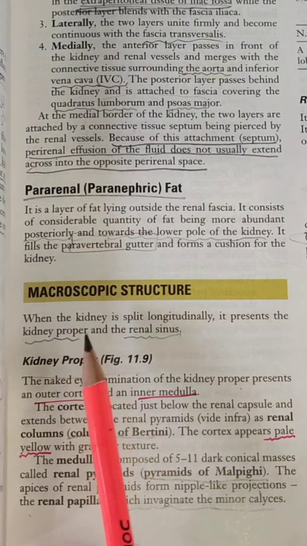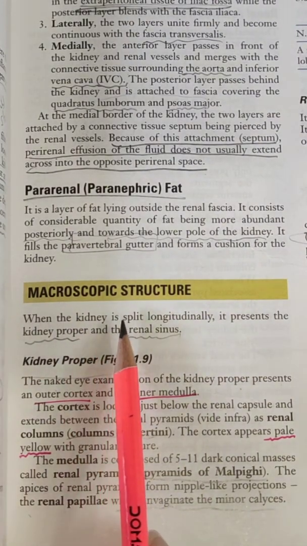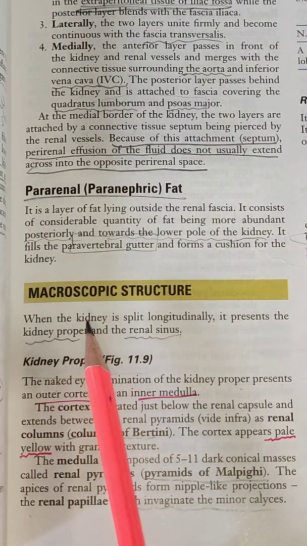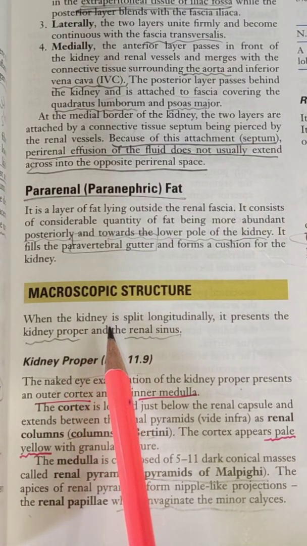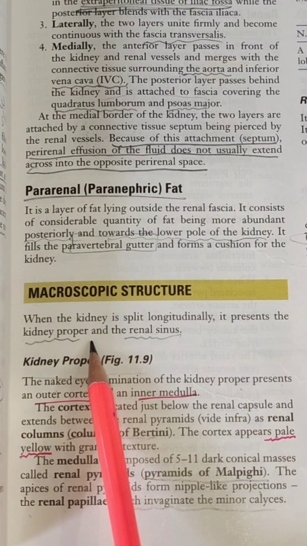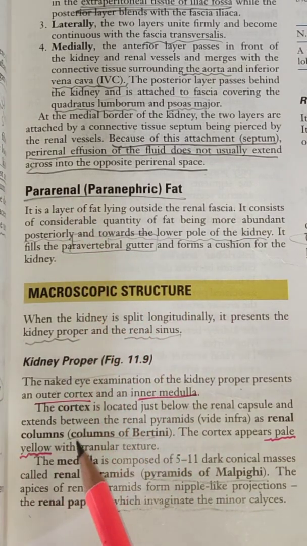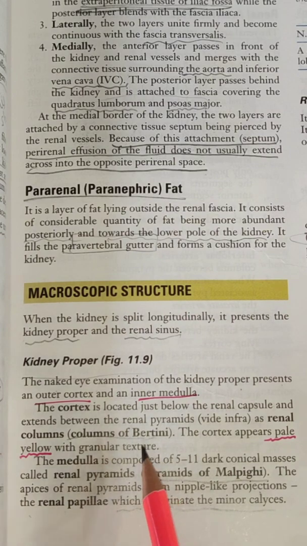In this lecture, we'll study the macroscopic and microscopic structure of the kidney. First, we'll look at the macroscopic structure of the kidney. When the kidney is split longitudinally, it presents two main parts: the kidney proper and the renal sinus.